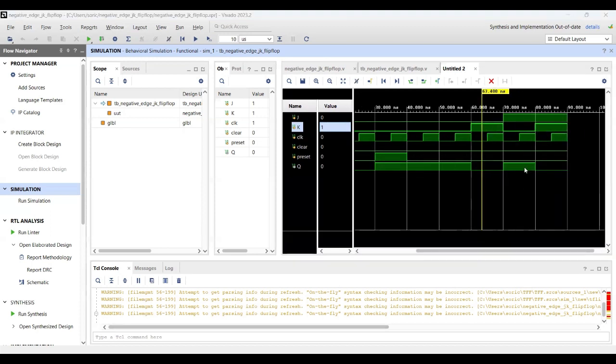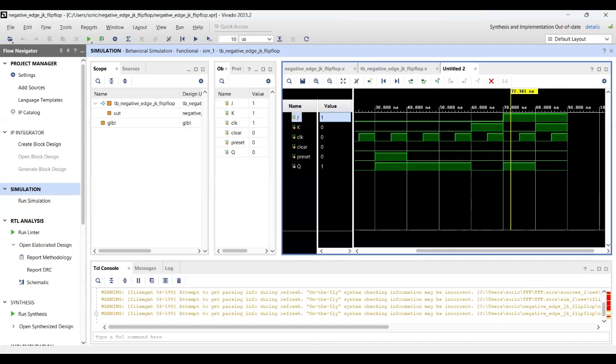Next, we have when J is 1 and K is 0, then we should have a value of 1 for Q, and Q is in fact 1. And then when both J and K are 1, then Q becomes the opposite of what it once was. So if Q is 1 right now, then it should be a 0 when they're both on, and that is true. So that is all.